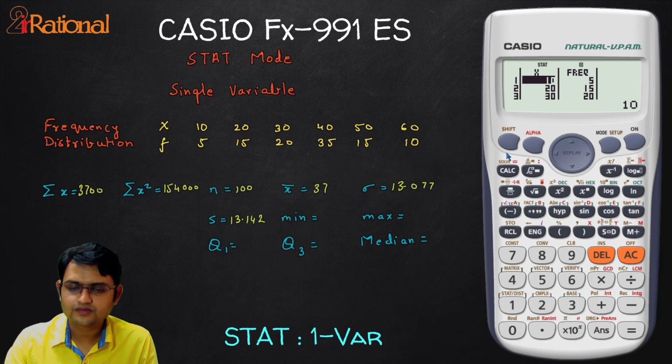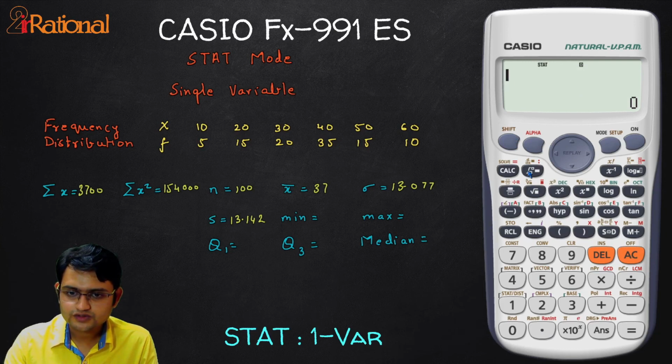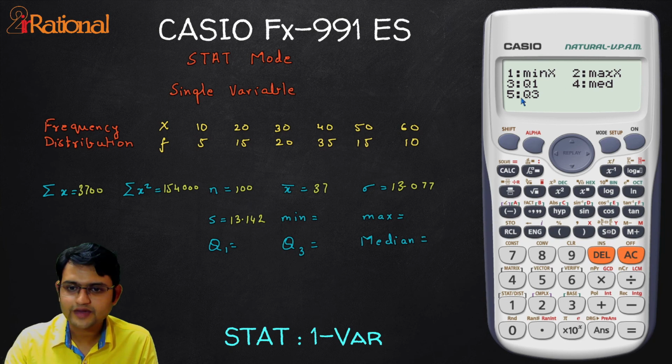Okay, we'll be going for 6. I accidentally pressed 2. So again shift 1, 6. We have min, max, q1, median and q3.